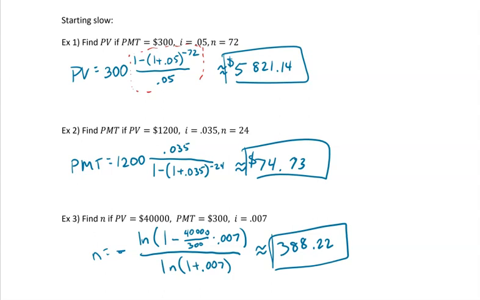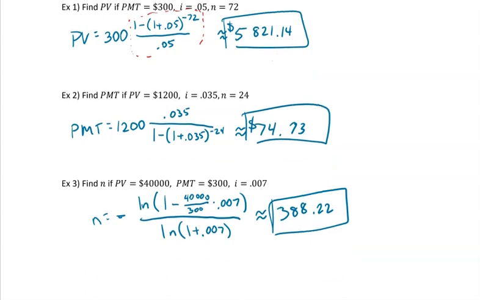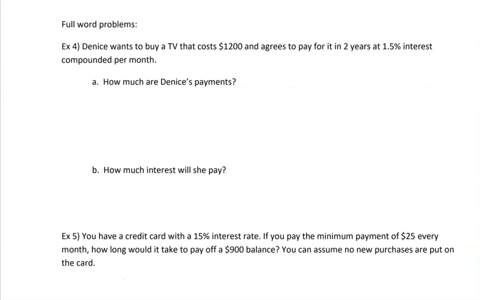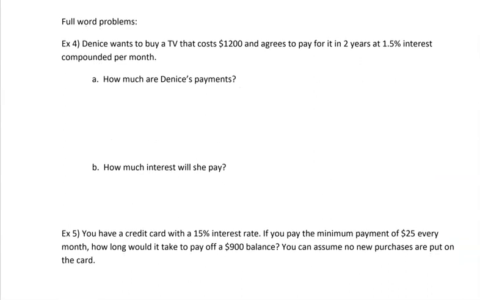Okay, so hopefully you're okay with plugging these in. Now let's go to the word problems, that way we can figure out how to read them and see what we need to plug in. Again, it's going to be very similar to future value. We're just going to list out our different variables and then plug them into the correct formula depending on what we're solving for. So, example 4.